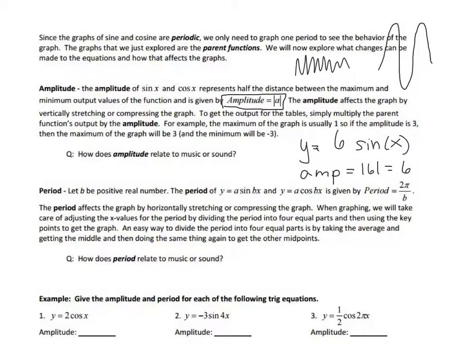So if you think of an amplitude, you've probably heard of an amplifier in music. So the amplitude is basically the intensity of your sound, how loud it's going to be. So that's the amplitude of our sound. So it's the intensity of the sound.